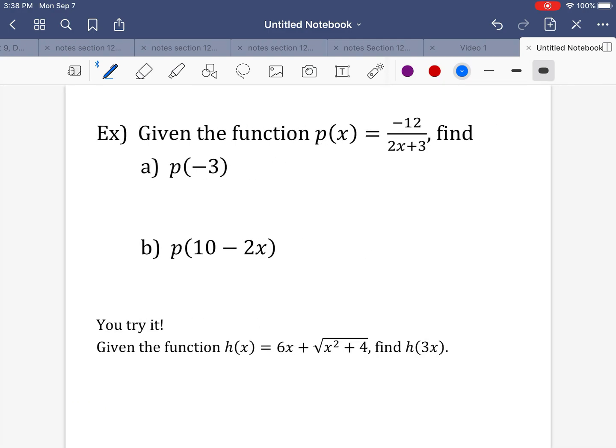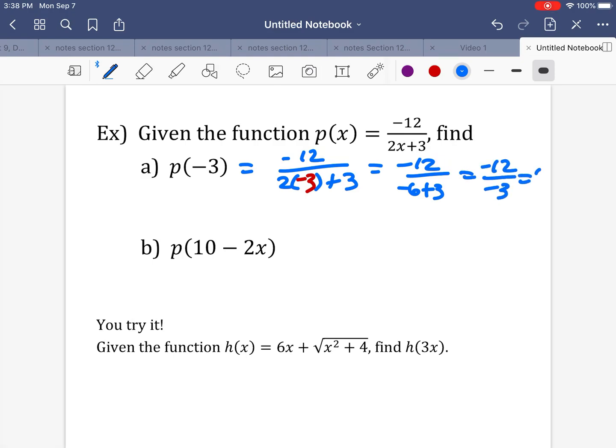Okay. All right. So on to this other one, and then you guys have one you have to do. So let's see. This one's a fraction. I want to do p of -3. So that means I would put -12 over 2 something plus 3, and remember what I'm putting there is -3. So I have -12 over, I get -6 plus 3. So I have -12 over -3, so my answer is 4.